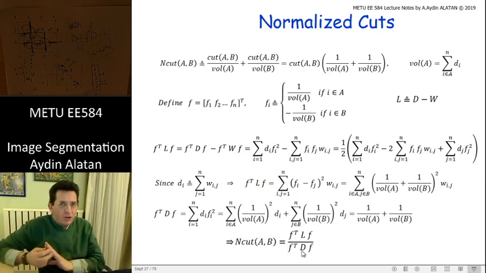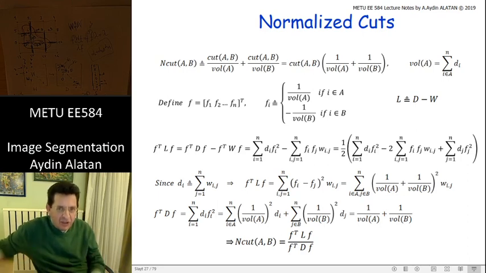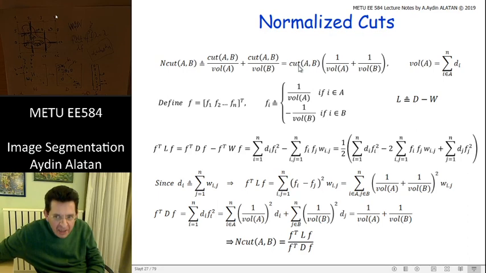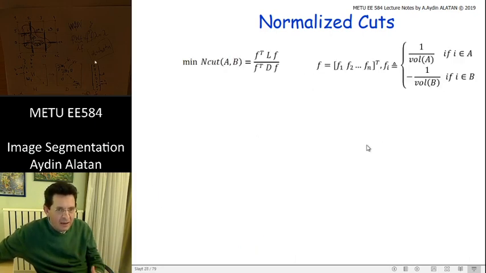And our normalized cut definition, that initial definition here, becomes nothing but your graph Laplacian multiplied from left and right with f, which are defined in this way, divided by your diagonal degree matrix multiplied from left and right with the f. That becomes our thing to optimize, thing to minimize. Let's minimize this. Okay, this is the definition.